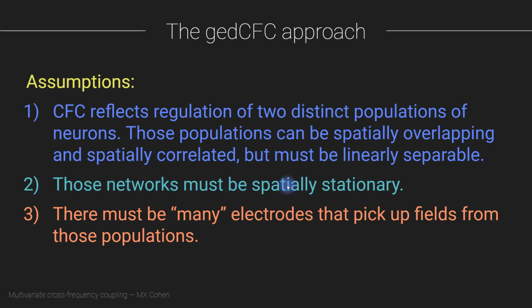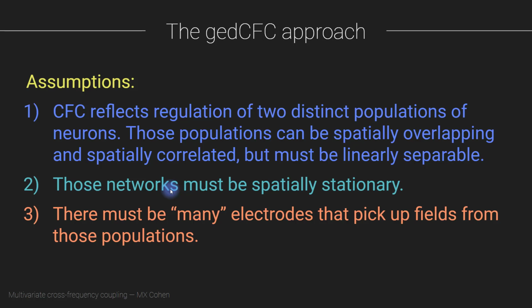And those networks need to be spatially stationary. That basically just means that the networks need to be the same. So it's the same neurons with the same orientations. That's because if the networks are constantly moving all over the brain, if you have like a moving dipole, then the covariance matrices are going to be changing over time.